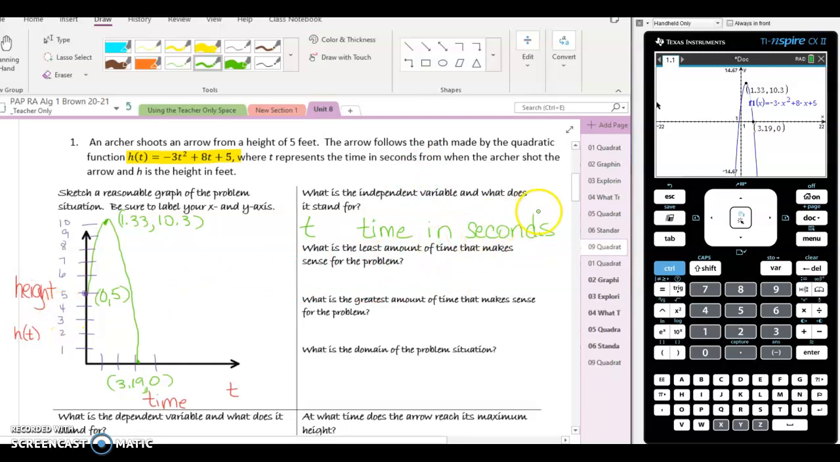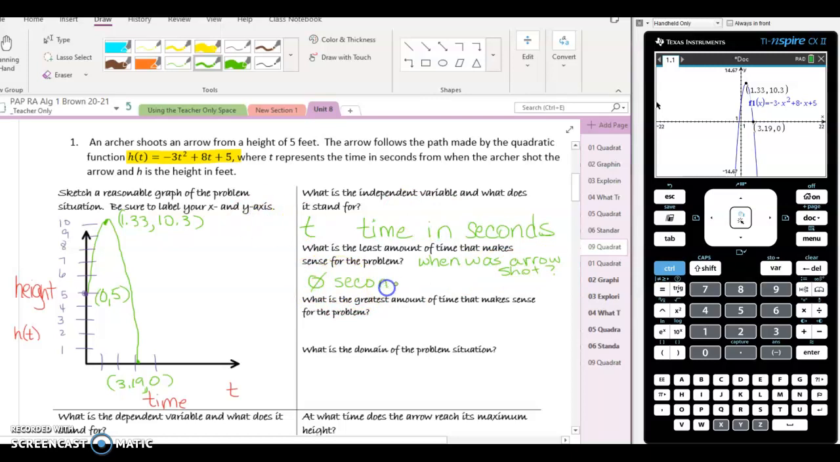All right, and so if we talk about the least amount of time that it makes sense for the problem, we're talking about when was the arrow shot? At what second? What was the minimum amount of seconds that the arrow was shot? Okay, and that was at 0 seconds.